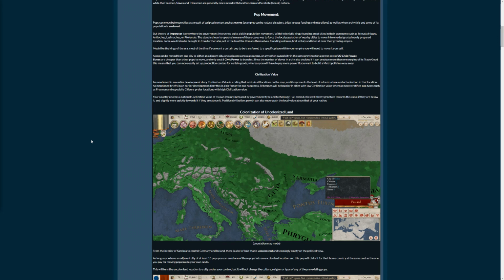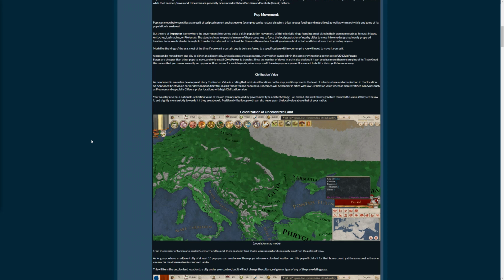A POP can be moved from one city to either an adjacent city, one adjacent across the sea zone, or any other owned city in the same province for a power cost of 20 civic power. Now that is interesting, because I just kind of assumed to be able to move them anywhere in your empire, but it has to be adjacent in a sea zone, or in the same province.